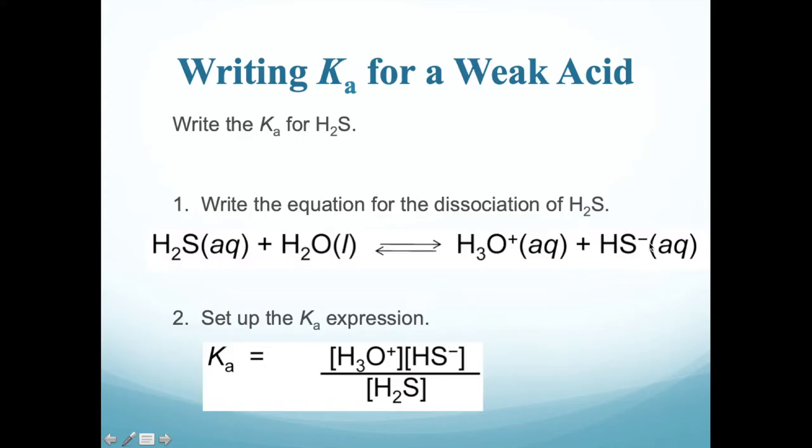Once you have the equilibrium equation written out, you can write out an equilibrium expression. These two products, their concentrations, go on the numerator. And the denominator has the intact acid, H2S here. And of course that's equal to Ka. So again, please note it's Ka, not Kc.